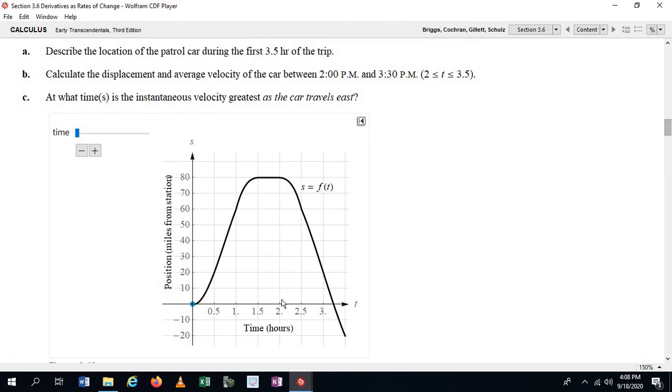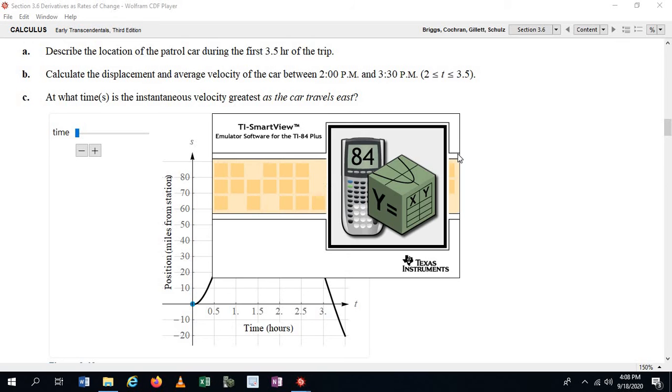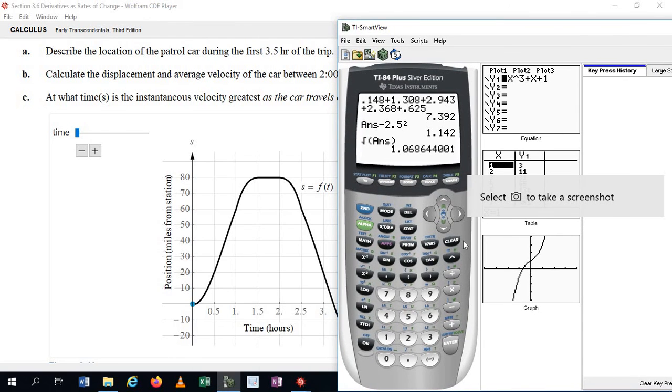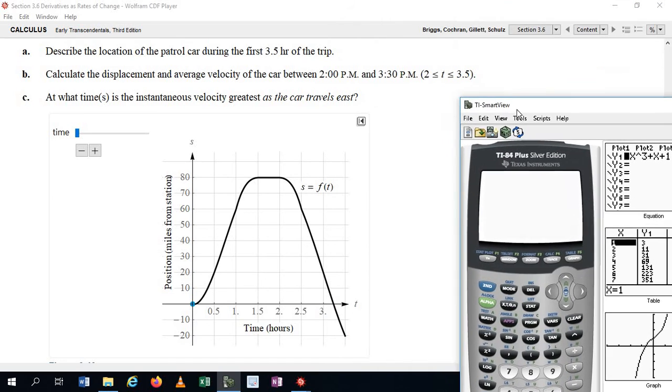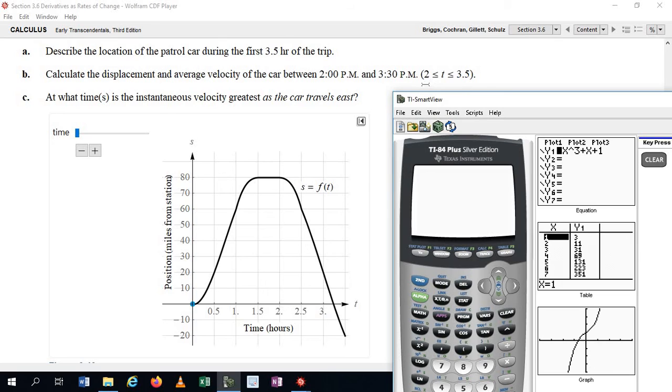When t is equal to 2, it's at the 80 mile mark on the number line. And then at 3:30, which is t equals 3.5, it is at the -20 mark on the number line. Okay, so let's find its displacement. So the position function evaluated at 3.5 would be -20.